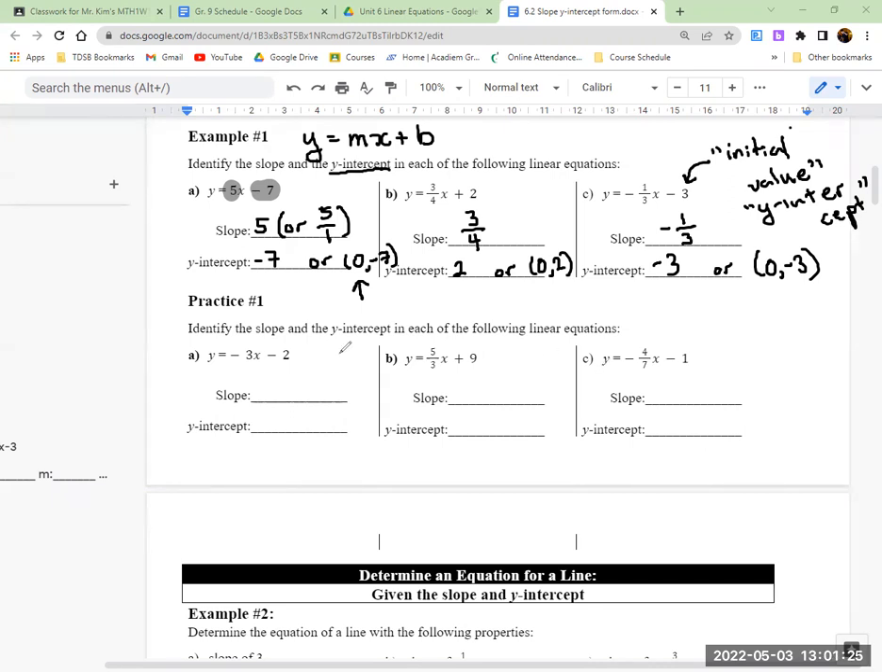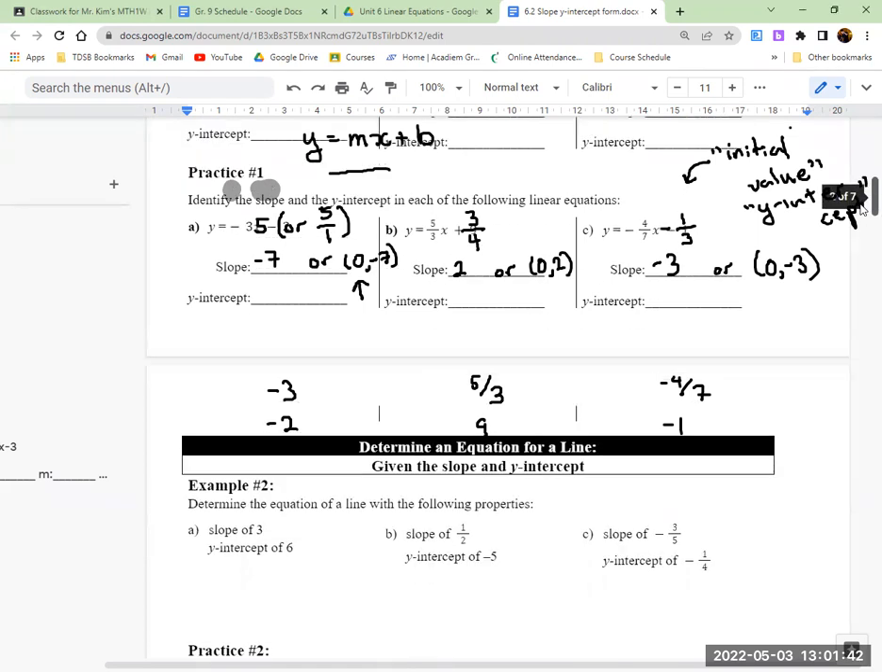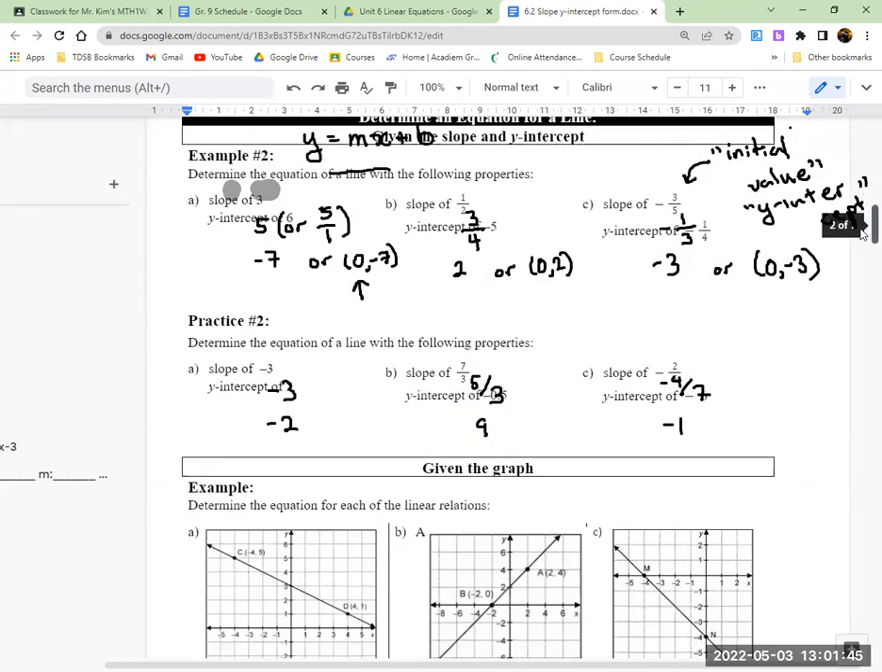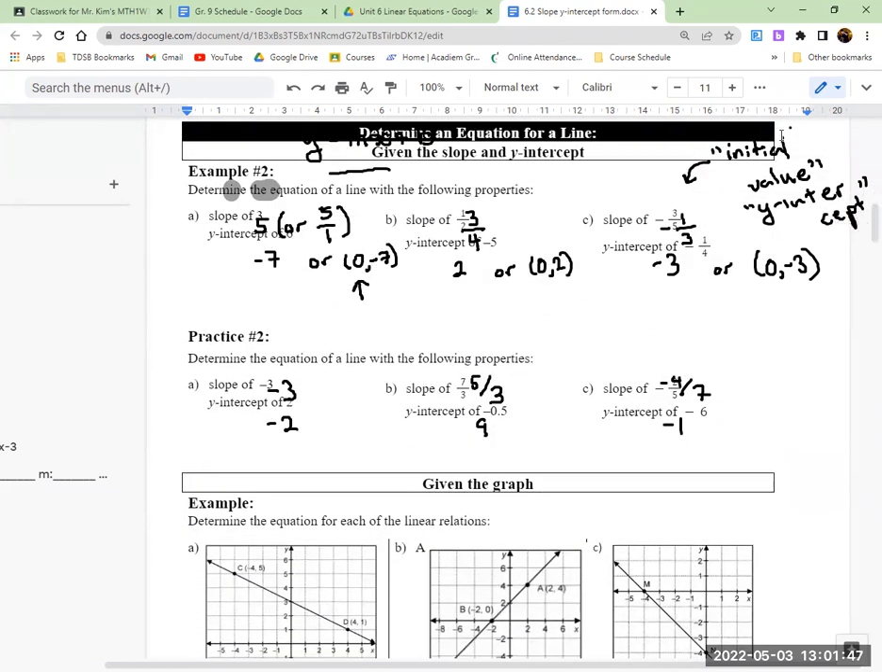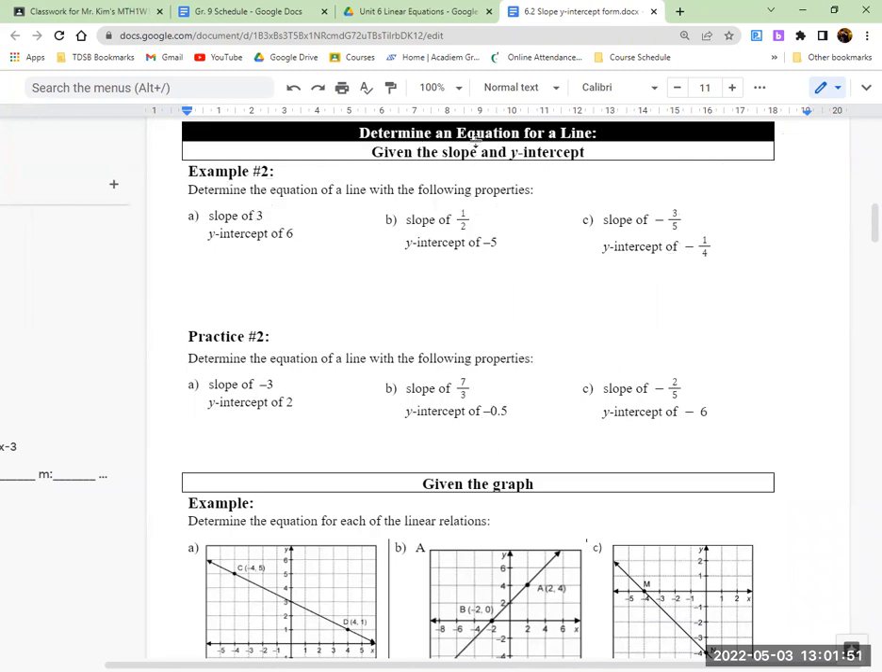All right, very quickly, if you did this right, the slope is -3, the y-intercept is -2. The slope is 5 over 3, the y-intercept is 9. The slope is -4 over 7, the y-intercept is -1. Okay? Can you do the reverse? I think you can. I'll do the first 3 very quickly to confirm that you are on the right track.